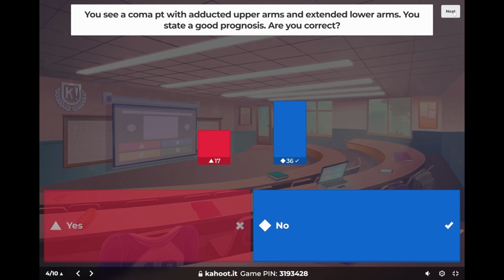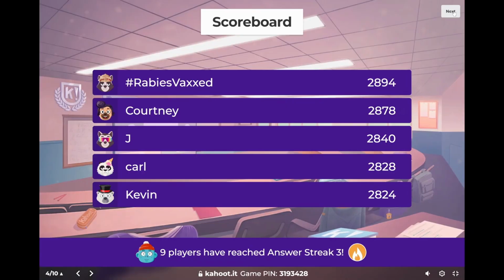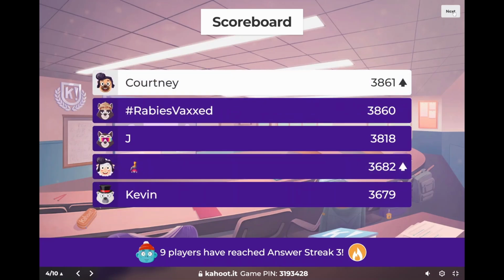No, what kind of posturing is this? What's it called? Bad, yeah. Remember, this is the good one. Of both of them, this is the better one, but both of them are bad. So make sure you know the words for both of those. Decorticate or decerebrate.